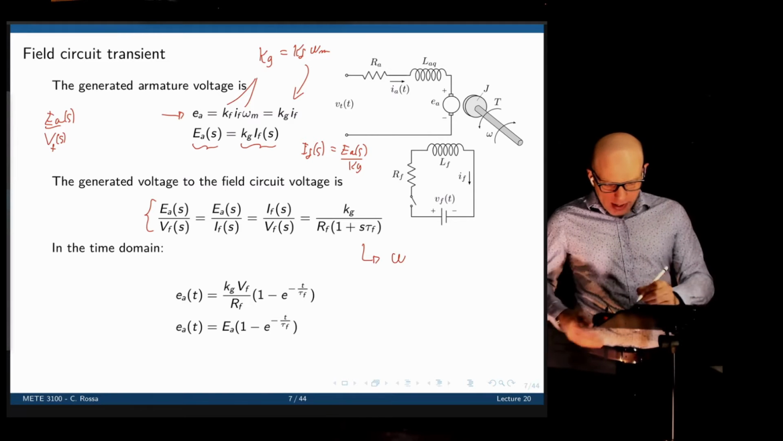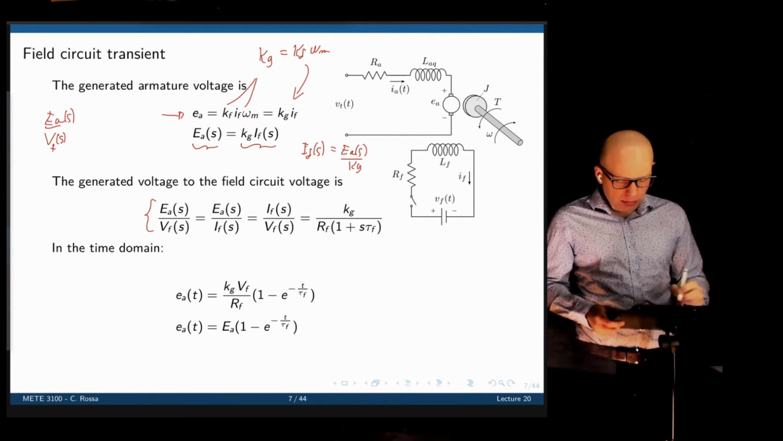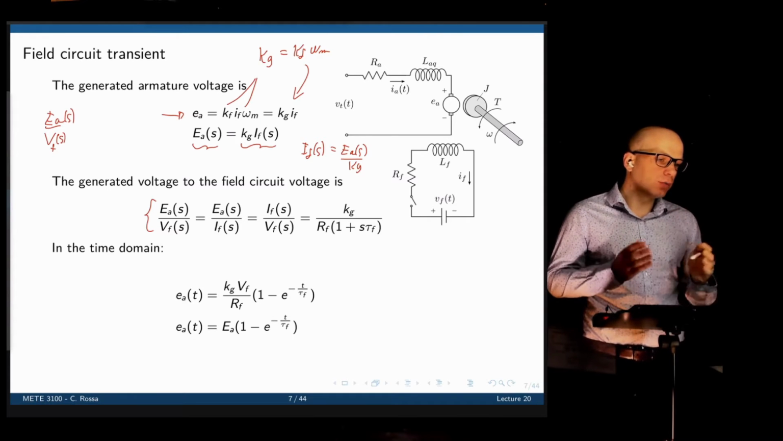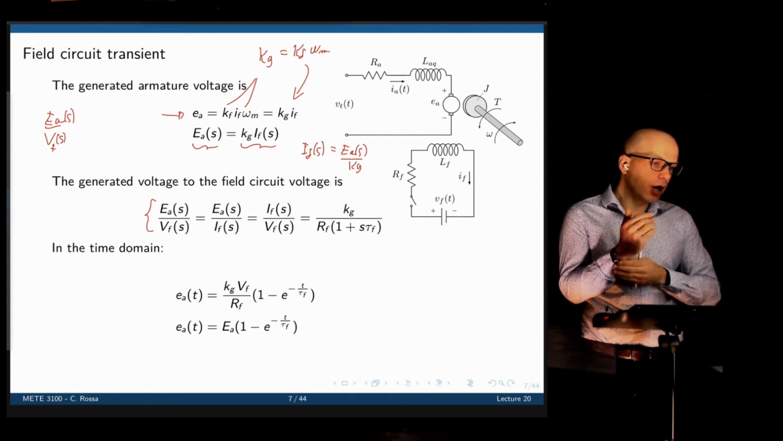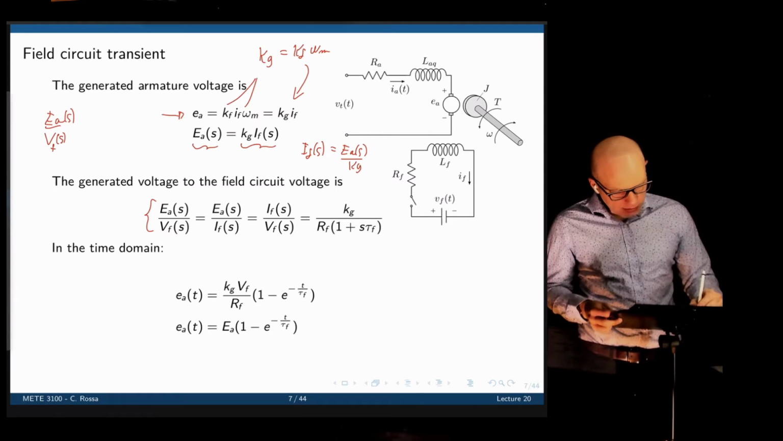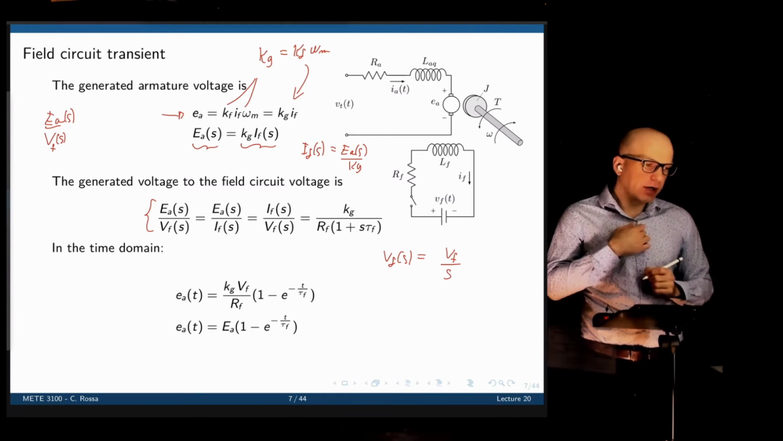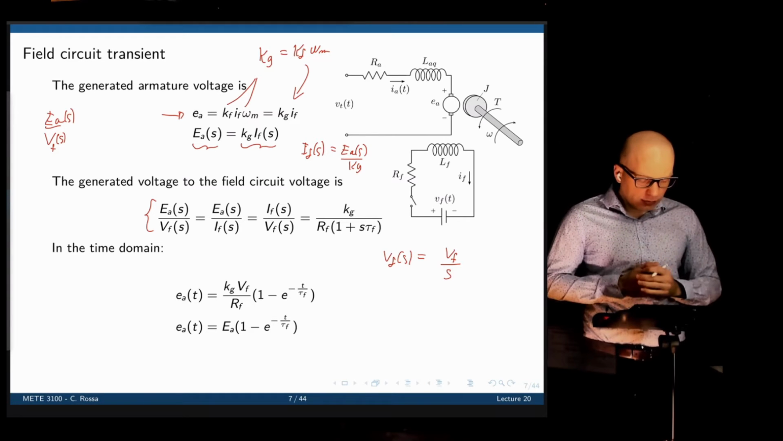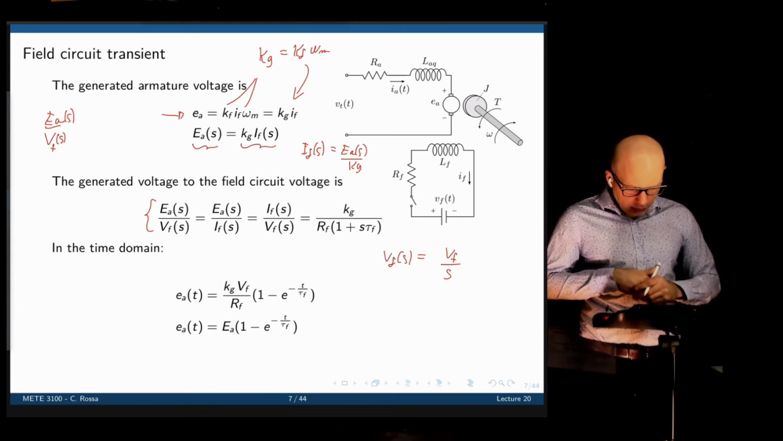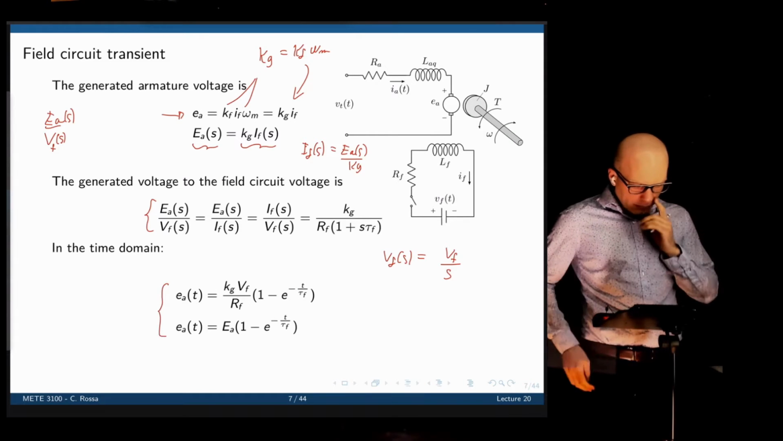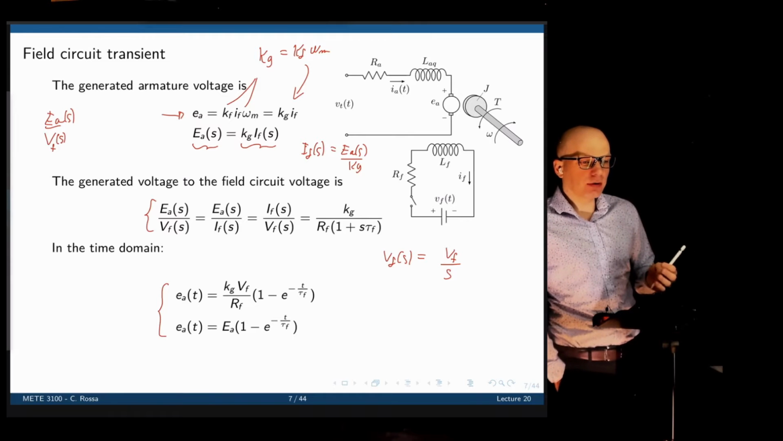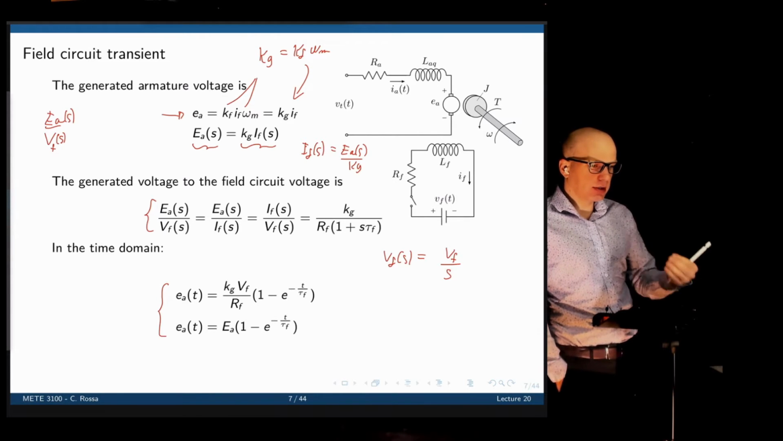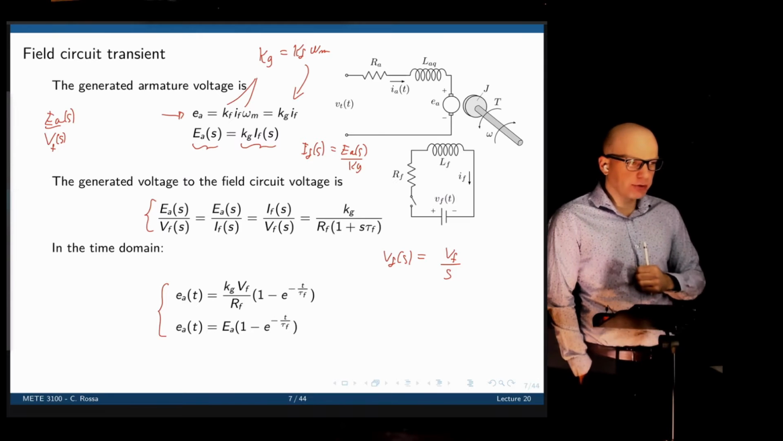We can now look at the time domain. As we assumed before, the input voltage was just closing the switch, so this becomes a step function, which means that Vf is the magnitude of Vf divided by s. That's a step that we add to the transfer function and then solve the inverse to get to these two equations here. A very typical equation that you are very familiar with now. This is the step response of a first order transfer function.